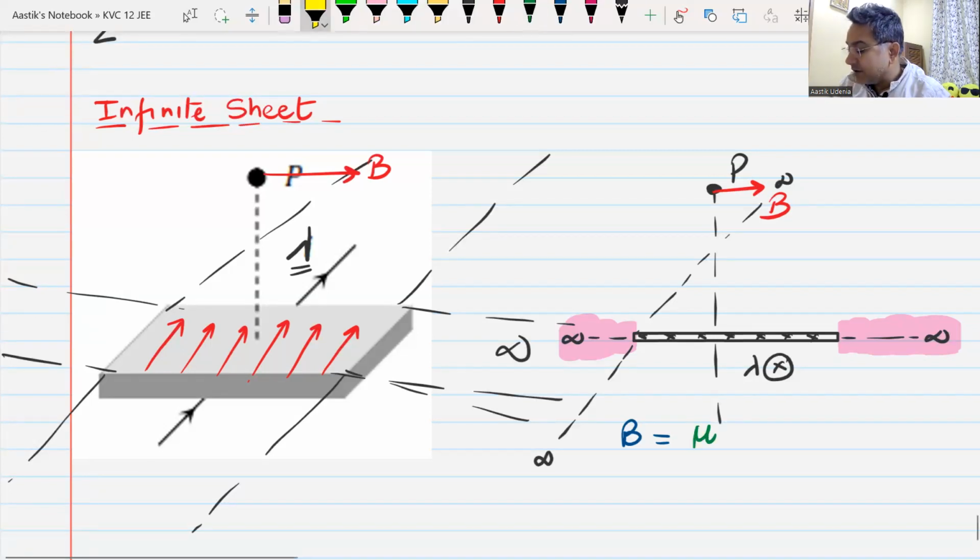So the answer becomes mu naught lambda by 2. Phi becomes 90 degrees. This is the same case as an infinitely long wire. The value of theta 1 and theta 2 was pi by 2. Here theta 1 and theta 2 both are phi and phi. Answer is pi by 2.